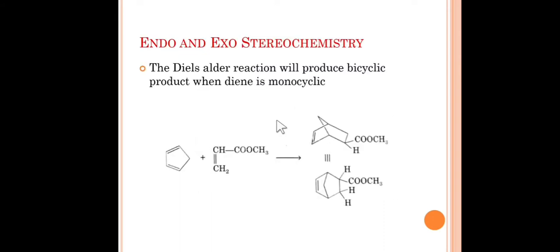So friends, let's discuss another important part of this lecture, that is endo and exo stereochemistry. In the CSIR NET examination, most of the time a question is asked on the endo rule or endo effect. So friends, if we have a monocyclic diene, then we get a bicyclic product. This is the monocyclic diene, and we will get a bicyclic product like this. In this case, we can get either an exo substituent or an endo substituent.